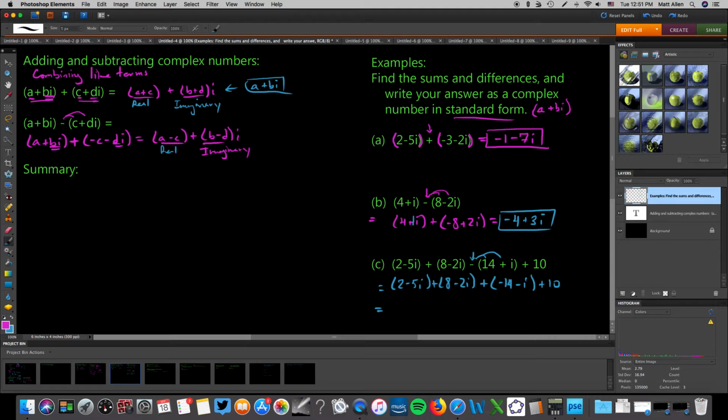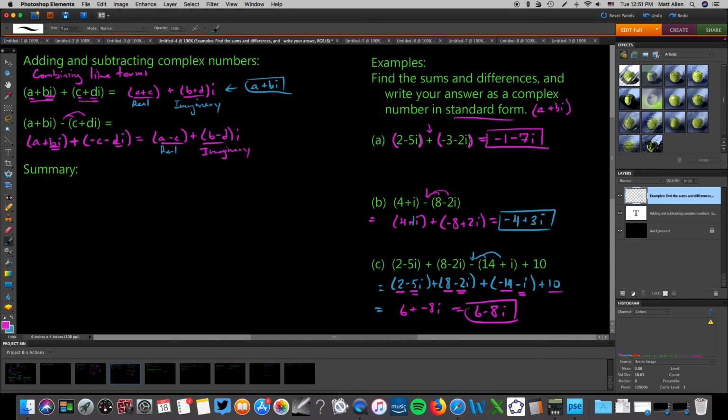At this point, we're just going to combine our like terms. And so we're going to put together all the real parts of these numbers. So 2 and 8 from left to right is 10. 10 plus a negative 14 would be a negative 4, and negative 4 plus a positive 10 is a positive 6. So 6 is the real part of our complex answer. And in terms of the imaginaries, we have a negative 5 going with a negative 2 is a negative 7. Negative 7 plus a negative 1 is a negative 8. And this didn't have an imaginary part. So we would say 6 plus negative 8i, or more realistically, we would probably write 6 minus 8i.